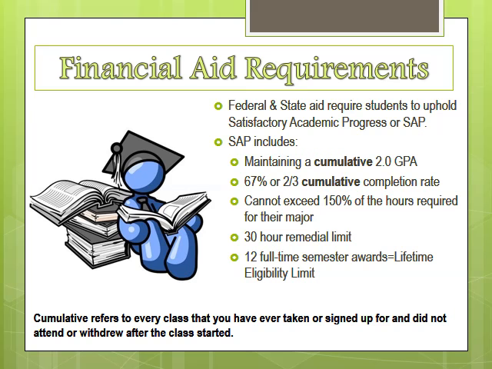Just an overview of the financial aid requirements. Remember, federal and state aid requires students to uphold satisfactory academic progress, which is maintaining a cumulative 2.0 GPA, maintaining a 67% passing rate, cumulative average that is. You can't exceed 150% of your required hours.